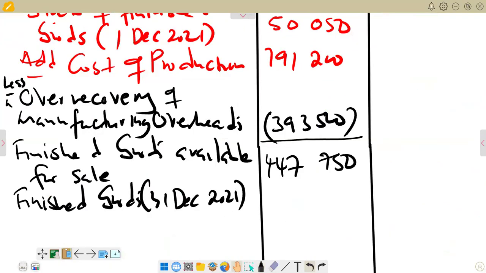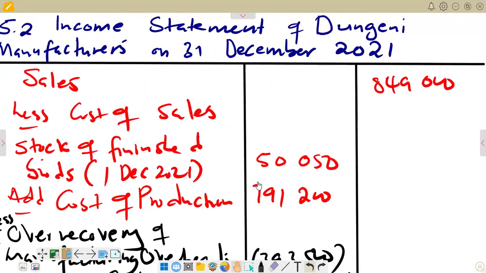So we are now going to say 23,500. And then remember, here we are saying again less. We're subtracting, so we subtract. And then the figure that we are going to get now is representing the cost of sales. So we are saying 447,750 less 23,500. And then the figure that we get is now the cost of sales. So the answer, we're going to put it here, representing our cost of sales. So after subtracting, we're supposed to get 424,250.